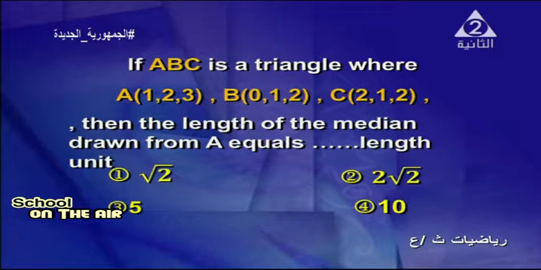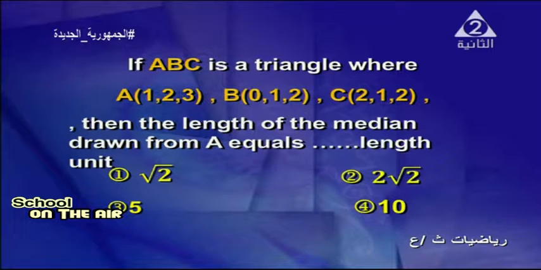Then we must find the midpoint of BC. What is the midpoint of BC? It is x1 plus x2 over 2, y1 plus y2 over 2, z1 plus z2 over 2: 0 plus 2 over 2 equals 1, 1 plus 1 over 2 equals 1, 2 plus 2 over 2 equals 2. This is the midpoint of BC.